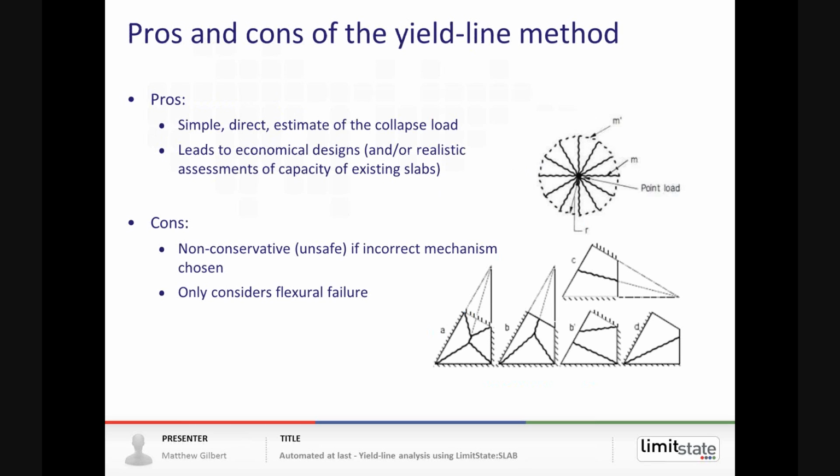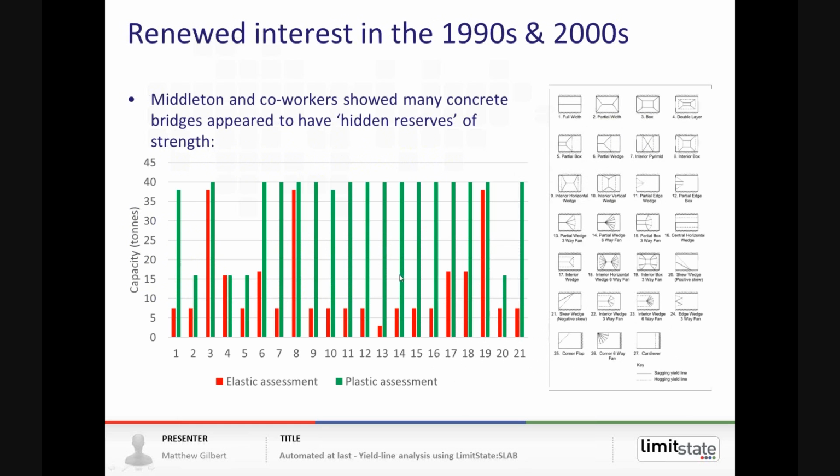So advantages of the method are it's simple and easy to use, and you can get very economical designs or realistic assessments of slabs. The downside is that you must choose a realistic mechanism. If you choose an incorrect mechanism, then you will get an overestimate, so a non-conservative estimate of strength. And another downside is that it only considers flexural failure. So it doesn't consider, for example, serviceability limit state, and it doesn't consider other failure modes, for example, punching shear.